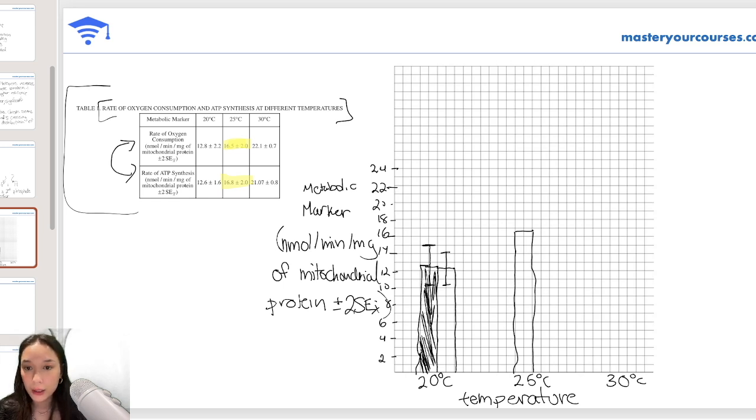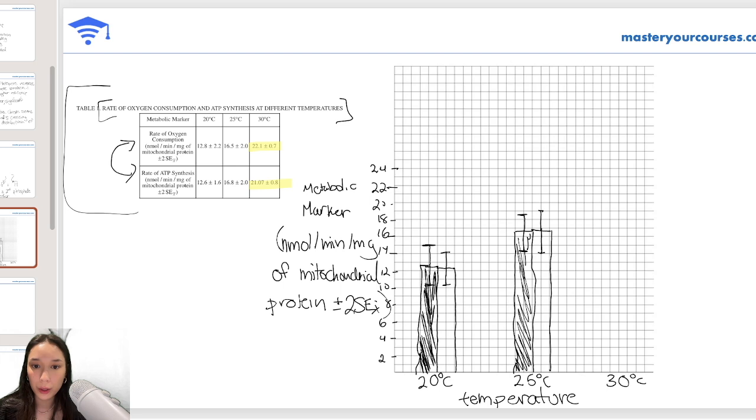And plus or minus 2, so it should be here, to 18.5. And then 16.8, we'll put it slightly higher, and then plus or minus 2 again. And then making sure to color in the one that is for oxygen consumption. And then finally, your 30 degrees, you should have 22.1 and then 21.07.